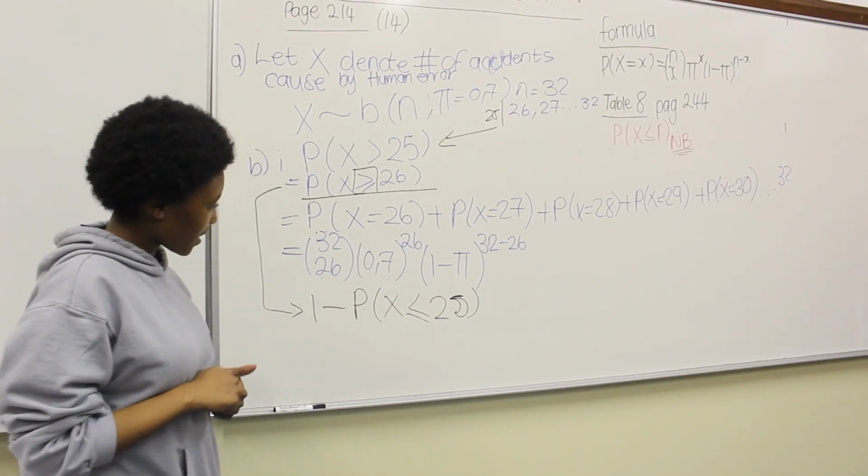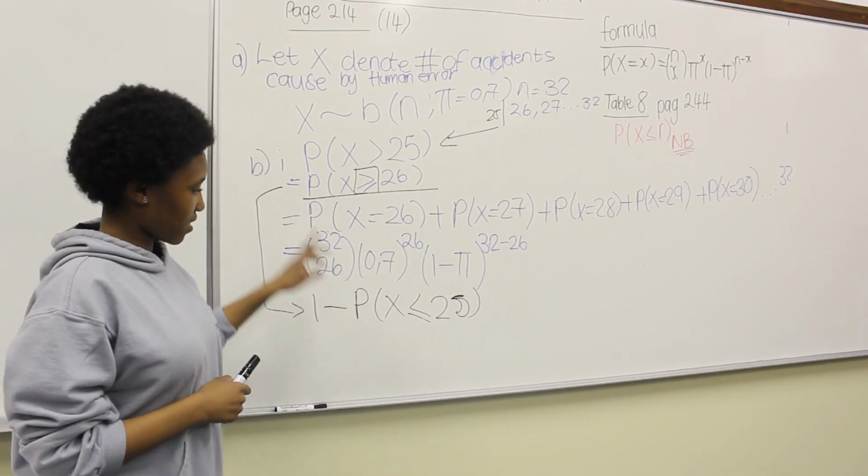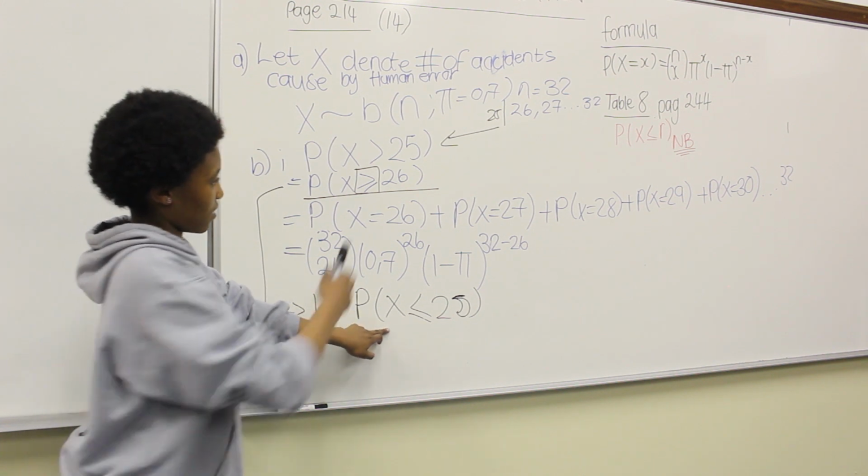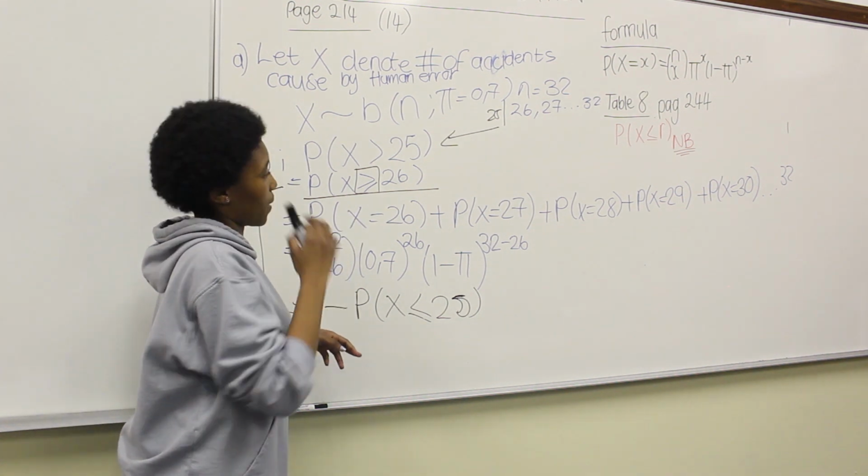Okay, so I just wanted to ask, why do you have 25 here, but there you have 26? Why can't you change it to 26?